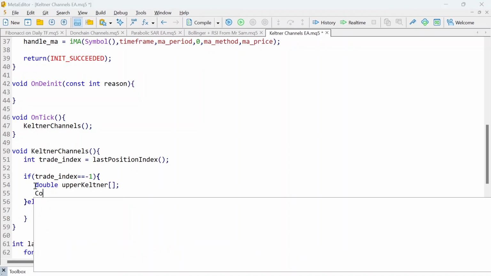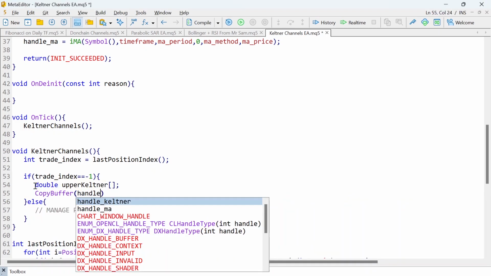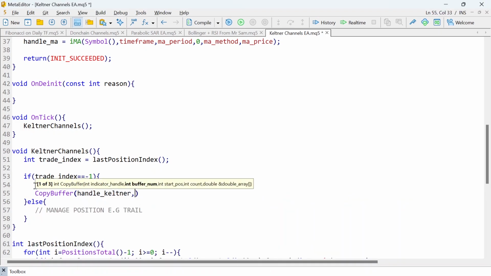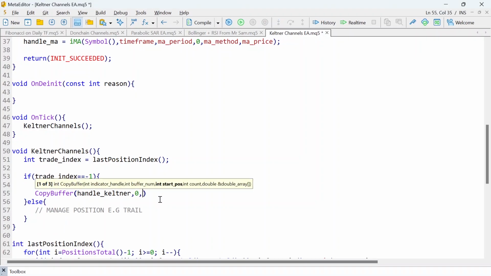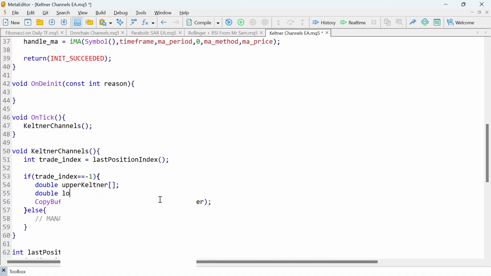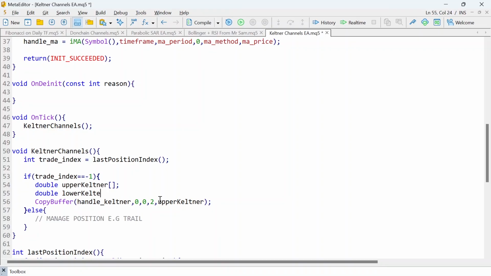I'll store it here. Copy buffer from this handle. So what is the buffer for the upper Keltner line? So let's quickly check. So you can see this is the upper Keltner, which is probably 0, and this is the lower Keltner, which is probably 2, right? So I can say 0, starting from 0. And you know what? Just get me maybe 2 of the values, then store it here, right? So that is that. Also, let me quickly get the lower Keltner, because I'm very sure I will need it for the sell case.